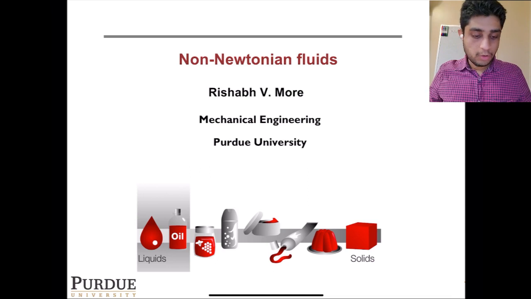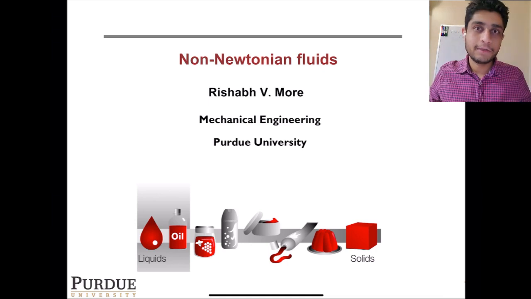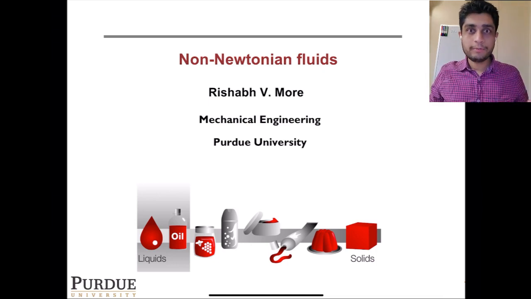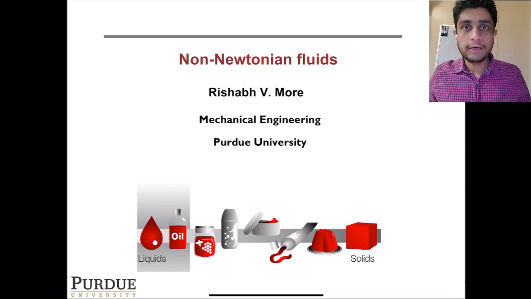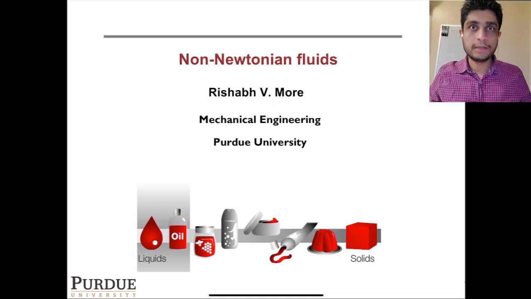So in your course you have learned about Newton's law of viscosity. Newton's law of viscosity is simple. It tells us that the shear stress in a fluid is linearly proportional to the applied shear rate, and the constant of proportionality is basically the dynamic viscosity of the fluid. In the case of Newtonian fluids, the fluids which follow Newton's law of viscosity, this constant of proportionality is constant, meaning the viscosity of a Newtonian fluid is a constant.